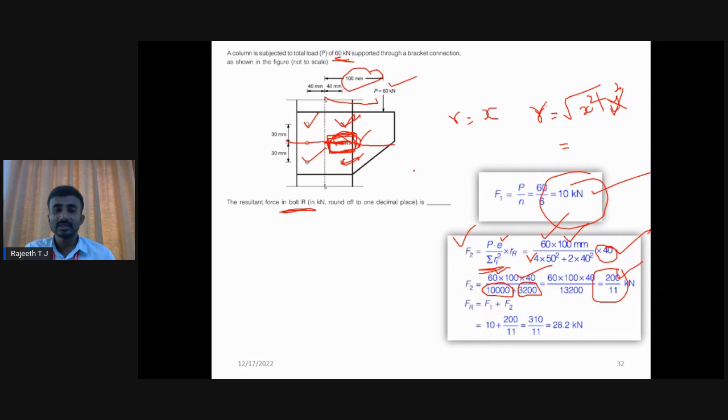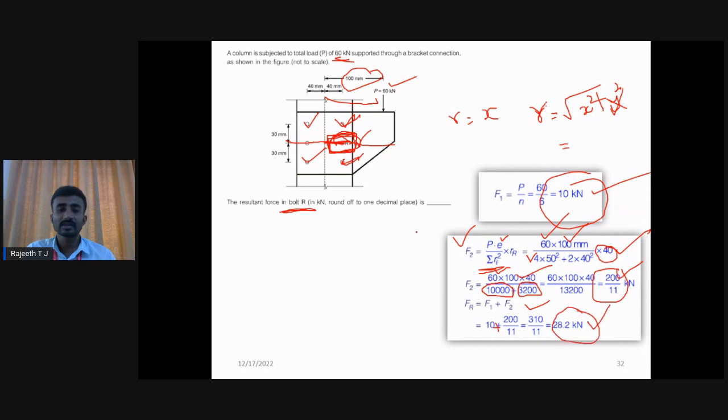Since theta is 0, that component will become 1, and the cos component will become 0. Resultant force equals square root of F1 square plus F2 square, nothing but resultant force equals F1 plus F2, nothing but 10 plus 200 by 11, equal to 300 by 11.